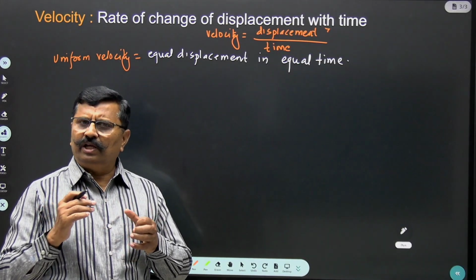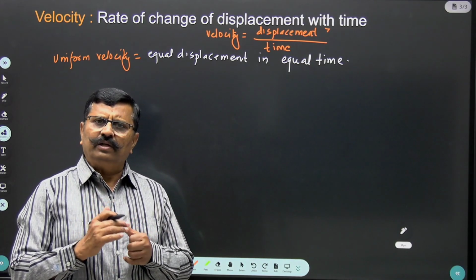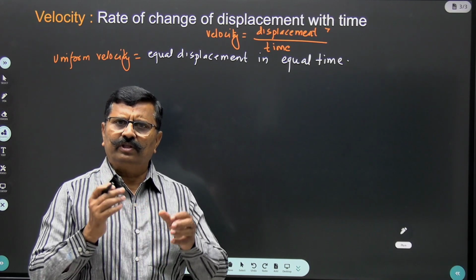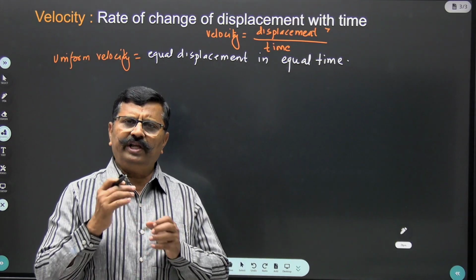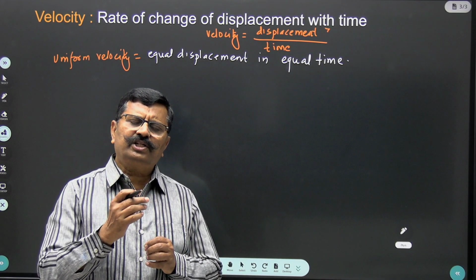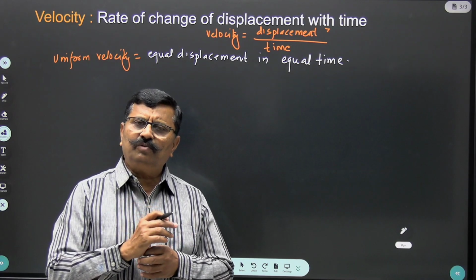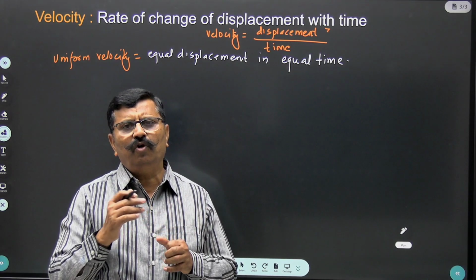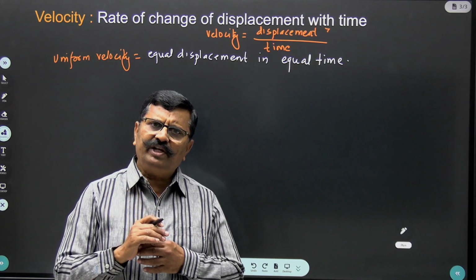Now in the same way, there is variable velocity also. What is variable velocity? When the displacement is changing with respect to time. The body covers different displacement in different time, or if the magnitude and the direction of the displacement are changing continuously, then we say that the body is moving with variable velocity. Then how will you find the average velocity?